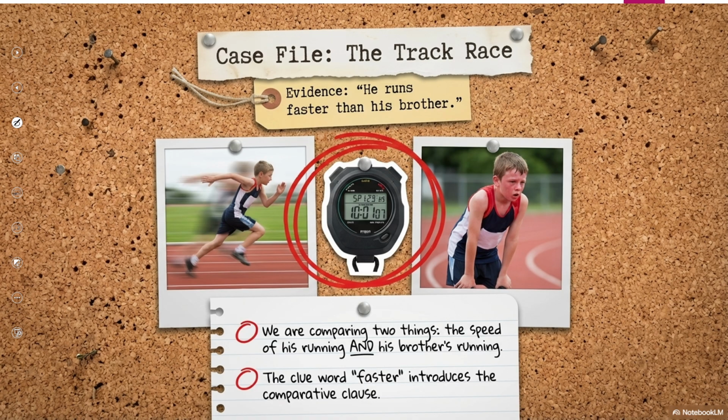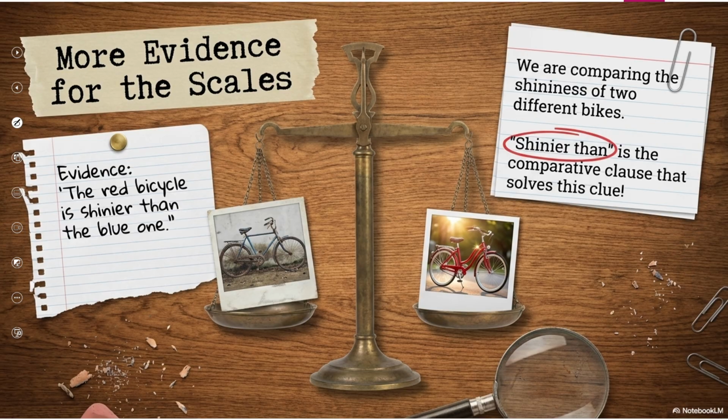Let's see. He runs faster than his brother. Here is a comparison of he and his brother. Who runs fast? He runs faster than his brother. We are comparing two things, the speed of his running and his brother's running. The clue word is faster, which is serving as a comparison.